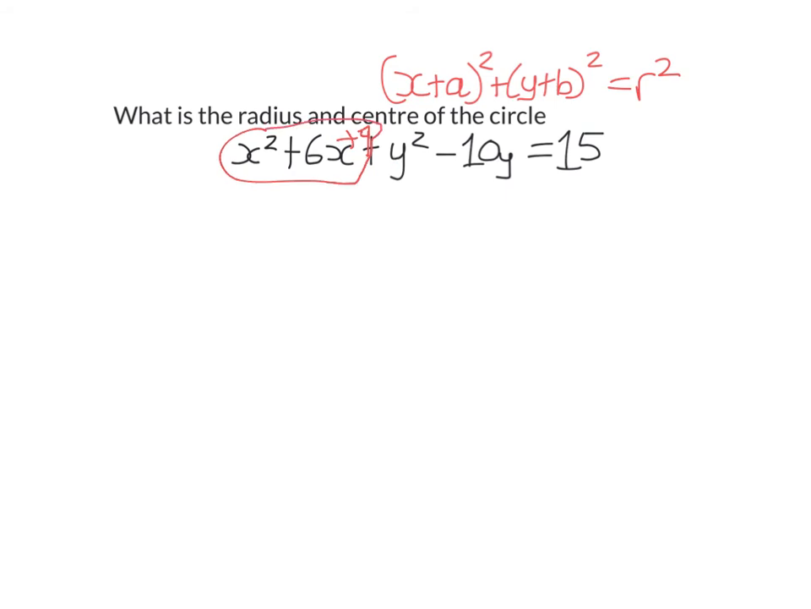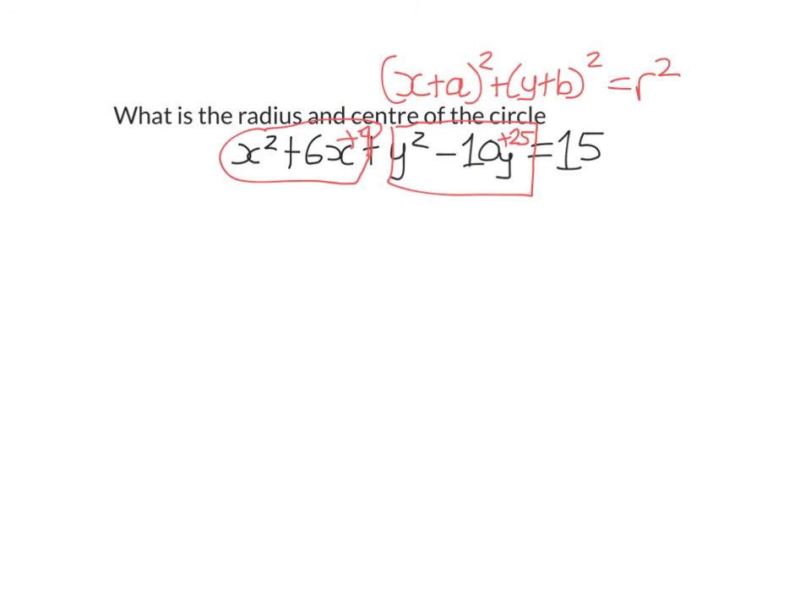So I need to do the same for y's. So negative 10 divided by 2 is negative 5. Negative 5 squared is positive 25. So I need to add a 25 here so that this is now a perfect square. And just remember, whenever you square a negative, like negative 5, you always get a positive. So this is a perfect square and this is a perfect square.